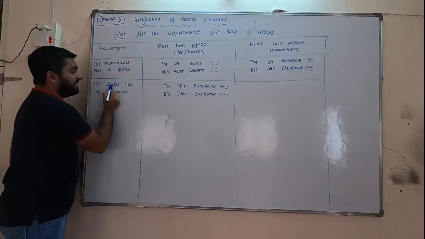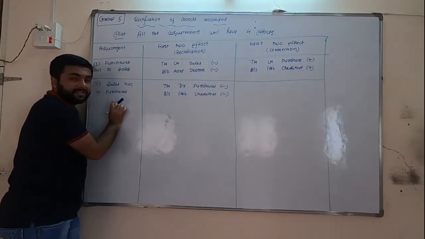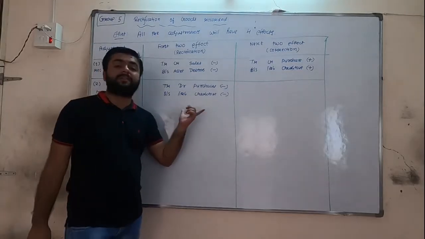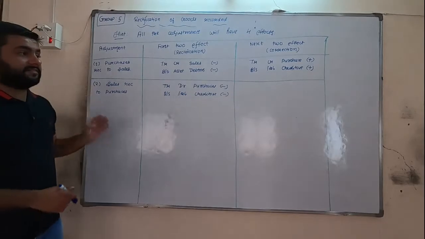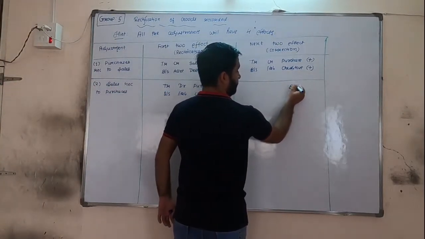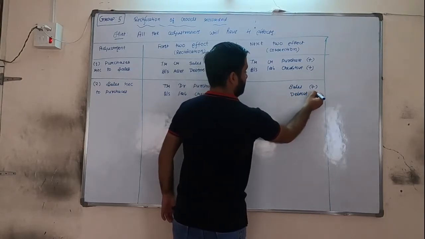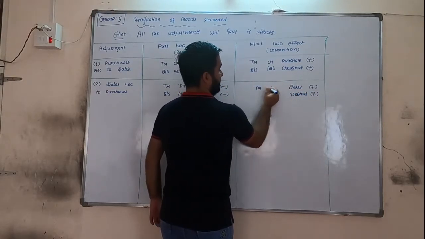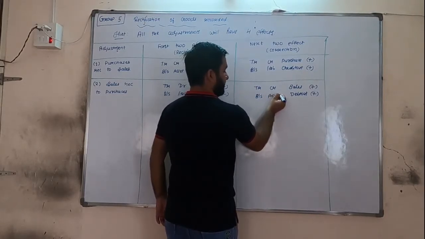Simple thing. Sales are recorded to purchase. So where sales are recorded by mistake, sales are recorded to purchase, so purchase minus, creditor minus. Now actually they are sales. So sales plus, debtors plus. Sales are on trading account credit side, debtors are on balance sheet asset side.